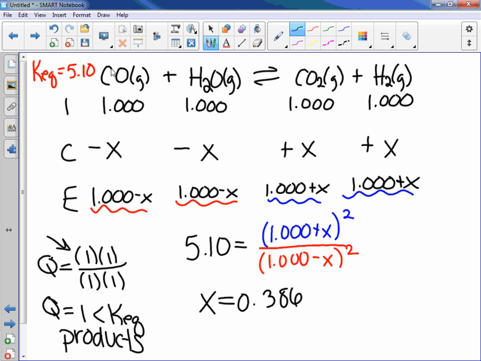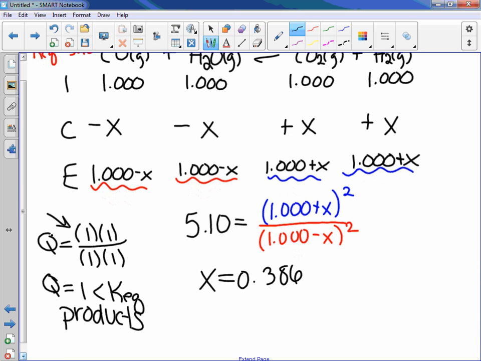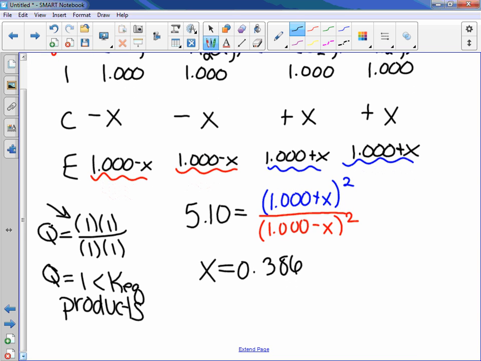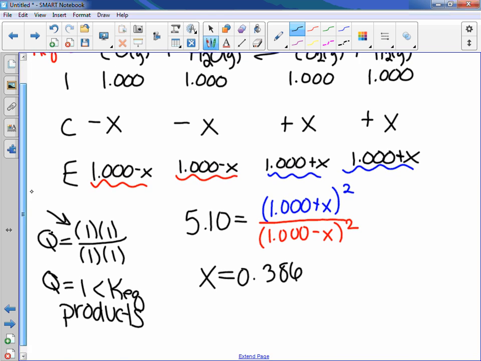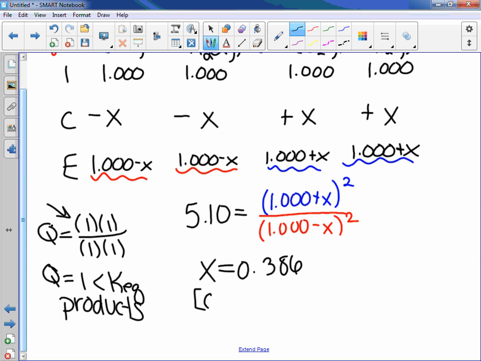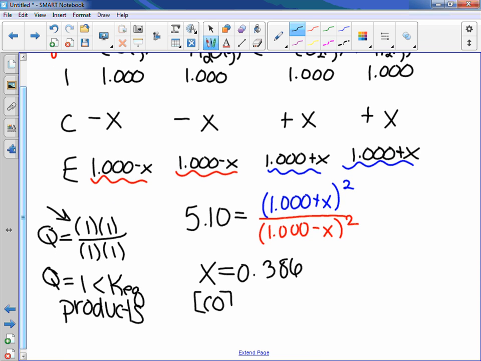Okay. We're not quite done. So usually you're done when you solve for x, but not in equilibrium. So we have to find the concentrations. So CO and H2O. So we have to do 1 minus 0.386. That's 0.614 molar.